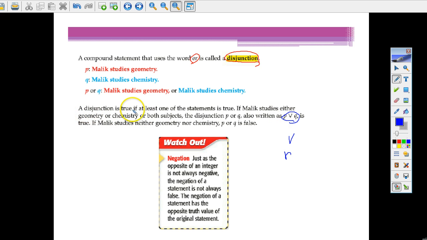A disjunction is true if at least one of the statements is true. If Malik studies either geometry or chemistry, or both subjects, the disjunction P or Q is true. If Malik studies neither geometry nor chemistry, then it is false. Here's a watch out, negation. Just as the opposite of an integer is not always negative, the negation of a statement is not always false. The negation of a statement has the opposite truth value of the original statement.